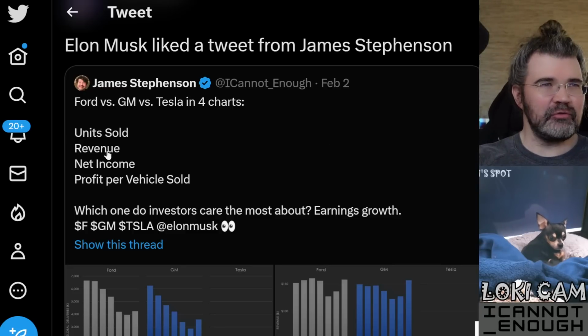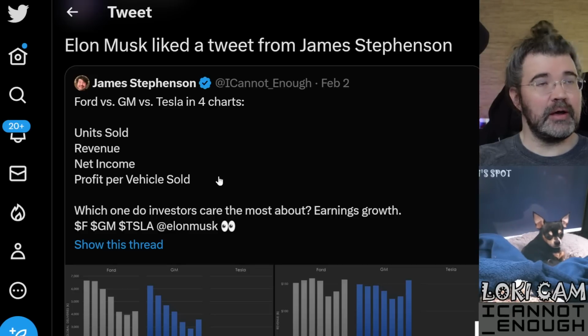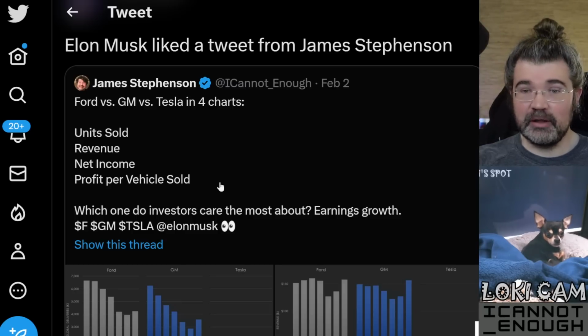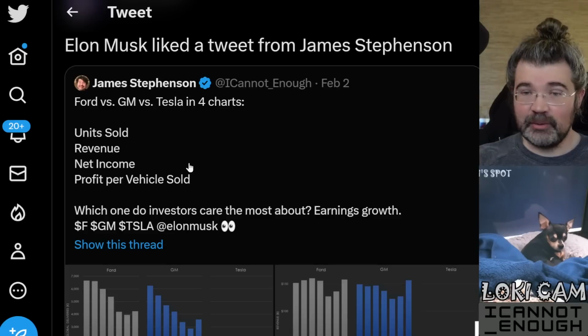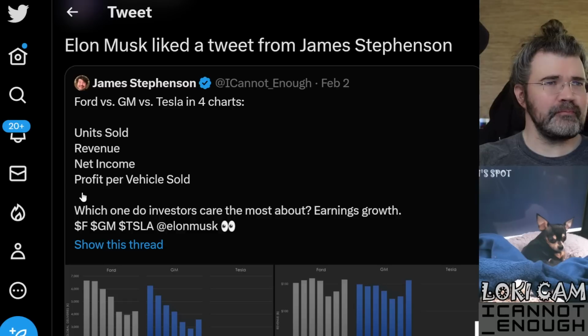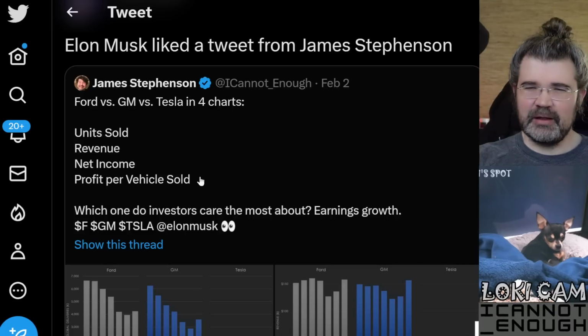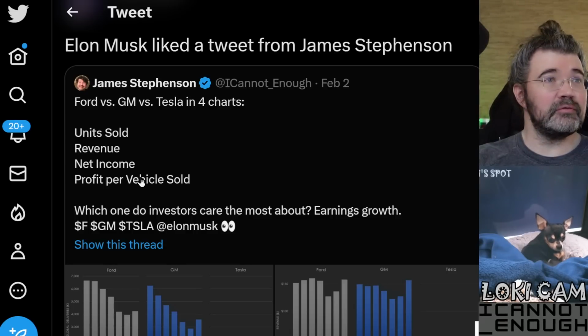So what do we have here? Units sold, revenue, net income, and then profit per vehicle sold. So these last two are 2 different ways of looking at how much profit these companies are making. The first one is just nominal dollar terms. Hey, how many dollars are we talking about? Let's compare that. And the next one is put that on a per vehicle sold basis so that you can tell more about the profitability of the company and maybe what their potential is for the future.